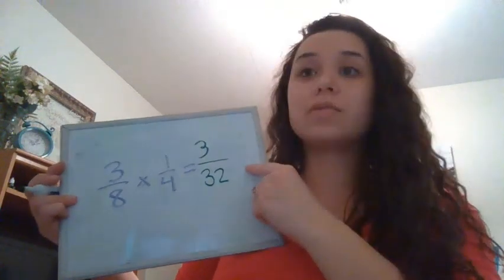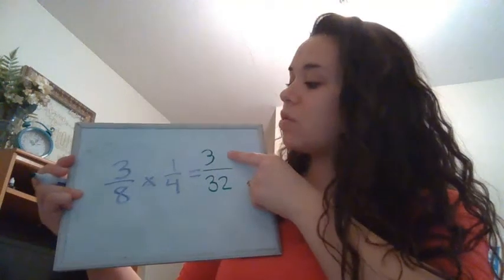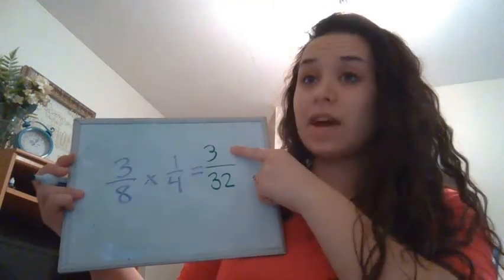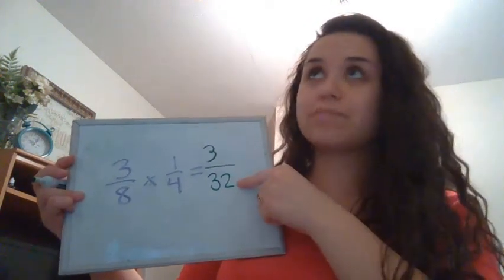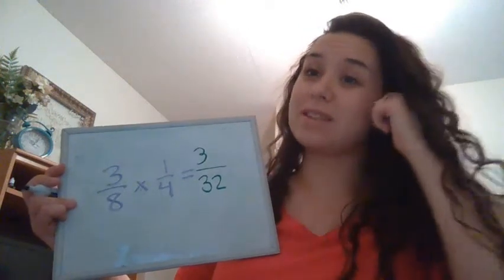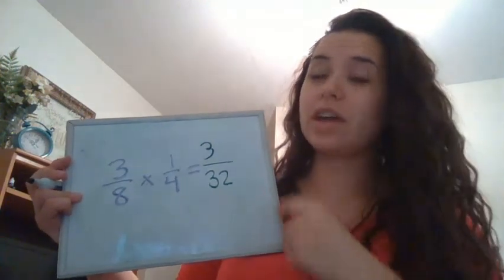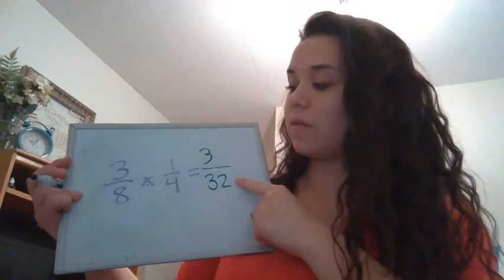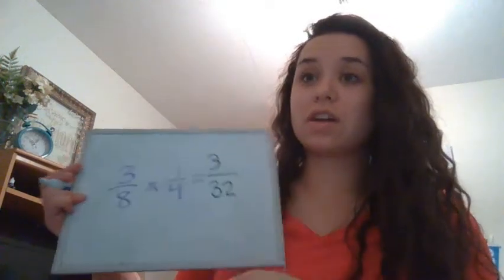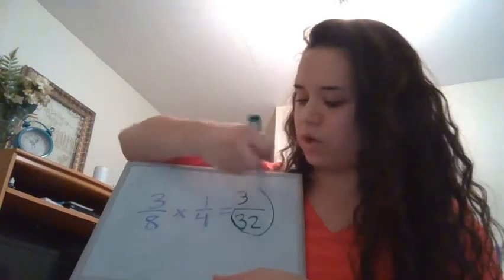Let's see if I can divide both of them by 3. So let's look at the numerator. I can divide that by 3, but 32 I can't do. I know that 3 times 11 is 33, but I can't do 32 divided by 3. So that is as far as I can go there. That's my answer. Go ahead and circle it.